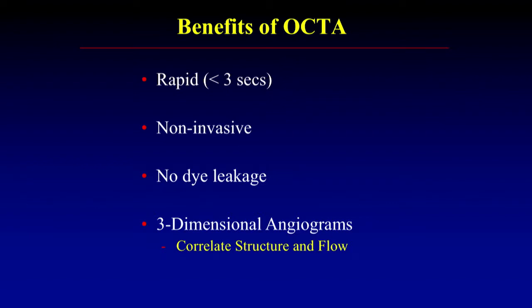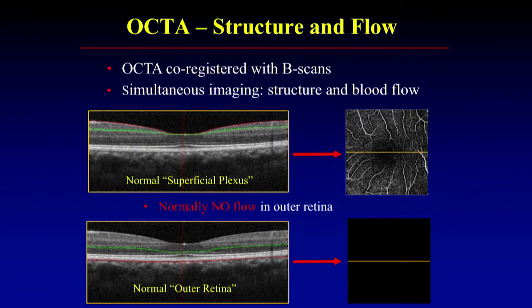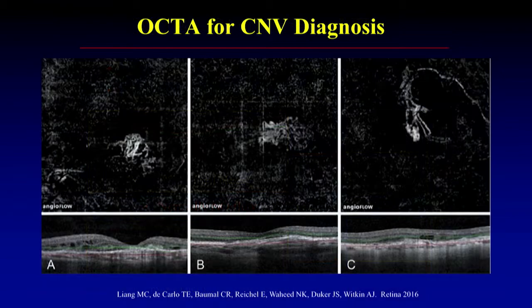The benefits of OCTA are that it's rapid, it's non-invasive, there's no dye leakage, which helps to look at the neovascular tissue more clearly, and it's also in 3 dimensions. And so the 3-dimensional view really helps you to look at specific layers of the structure of the retina and also look at the blood vessels in particular layers. Here's an example: on the bottom you can see a normal outer retina normally doesn't have any blood flow. And this can be really helpful in wet AMD because if you segment out that area in patients with CNV, you can clearly see the neovascular membranes.